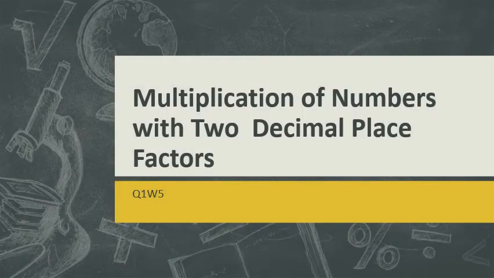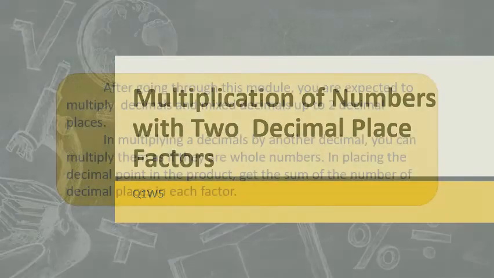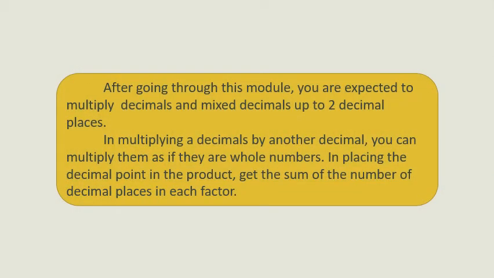So nandito na po tayo sa ating 5th week para sa ating Math 6. Magkakaroon tayo ngayon ng 3 lessons. Yung first lesson natin is about multiplication of numbers with 2 decimal place factors. After going through this module, you are expected to multiply decimals and mixed decimals up to 2 decimal places.